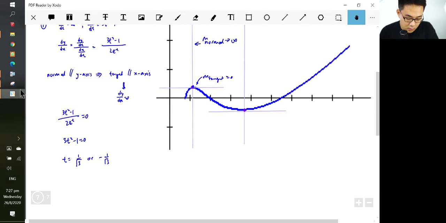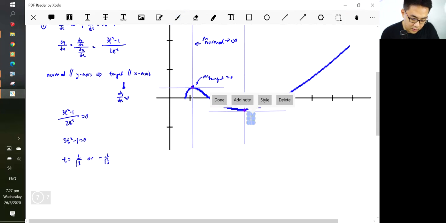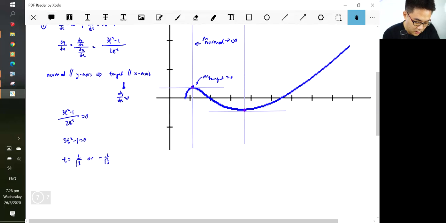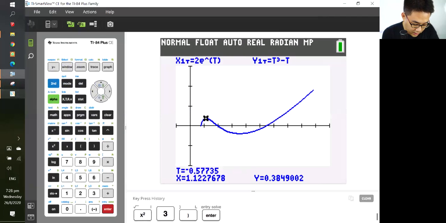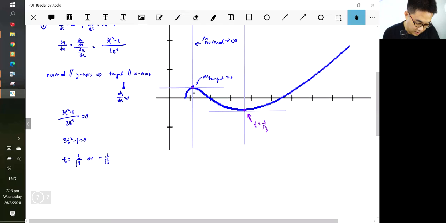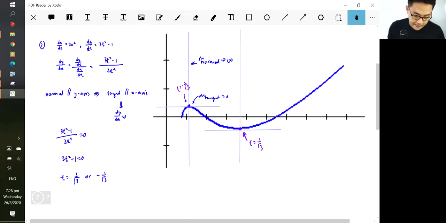So this one, we know that this one will correspond to t. Maybe I should just put a grayish colour. This one is a t. Was it positive or negative? Yes, that's a negative one. This is a positive one. Okay, so that's it. I got that.